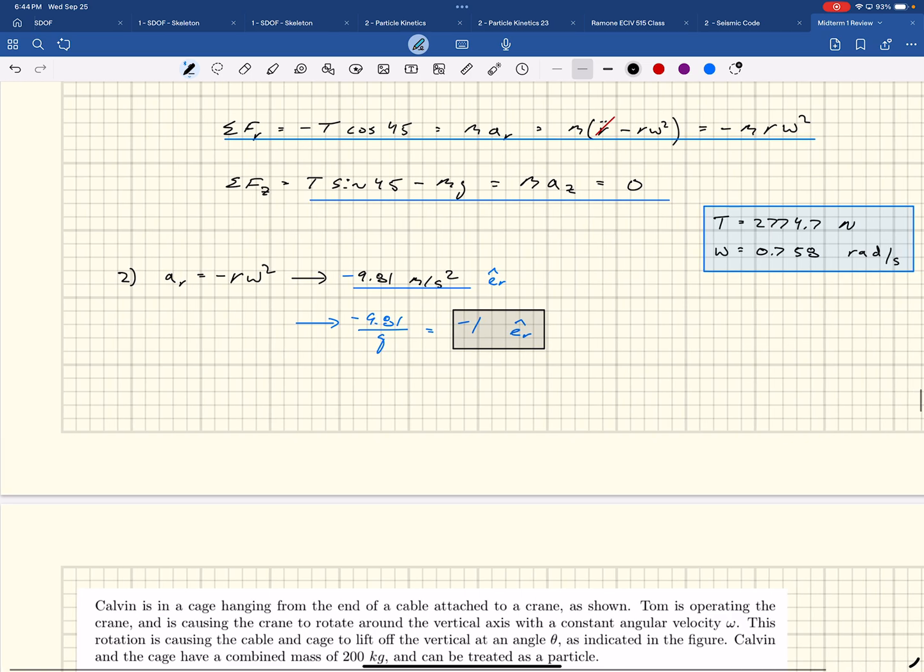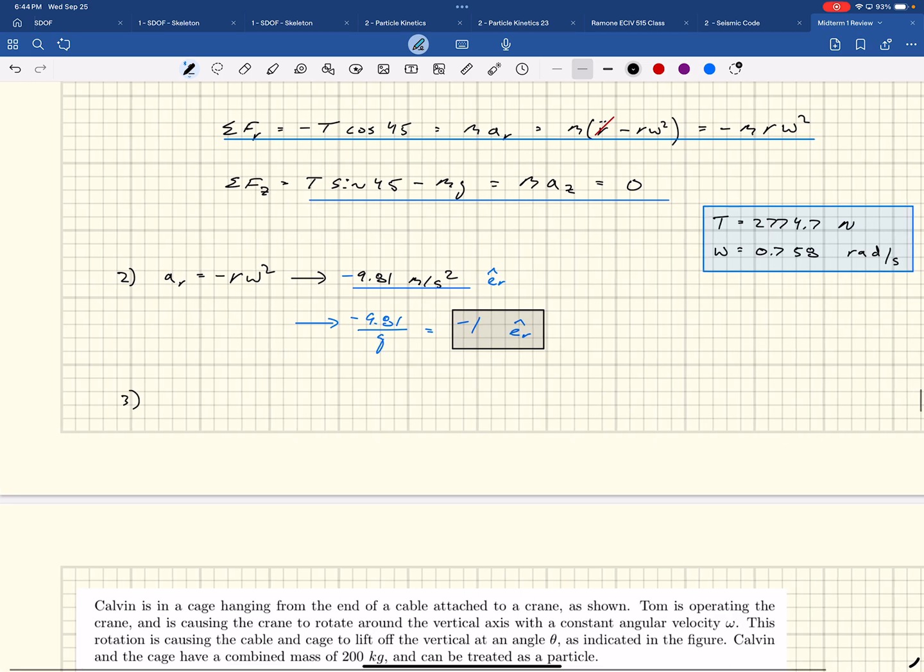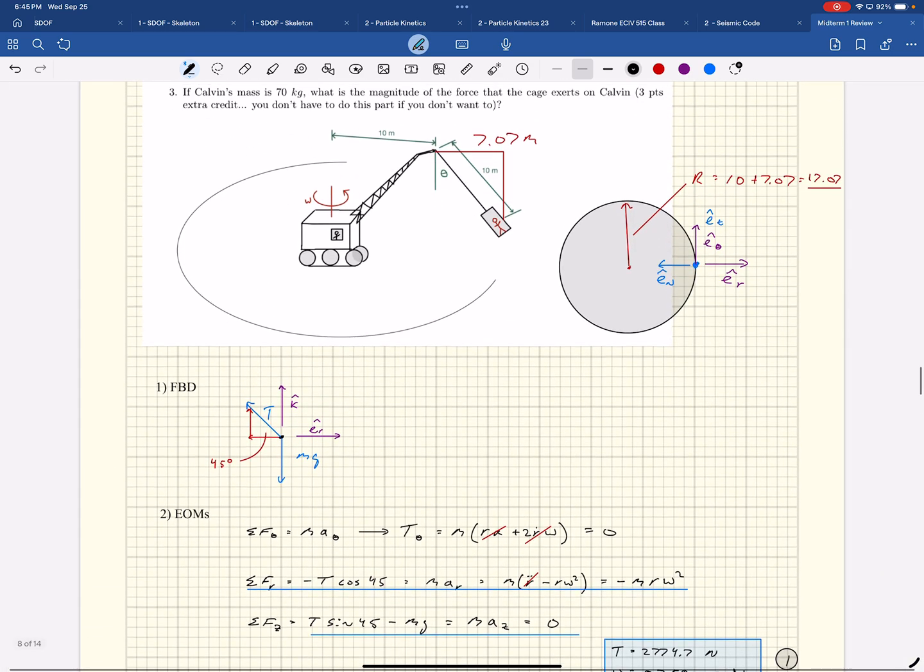The last one, part 3 here. I usually start out with what you're used to seeing, and then I just take it a step further and say, all right, let's dig a little bit more out of this and see if you understand what's happening mechanically.